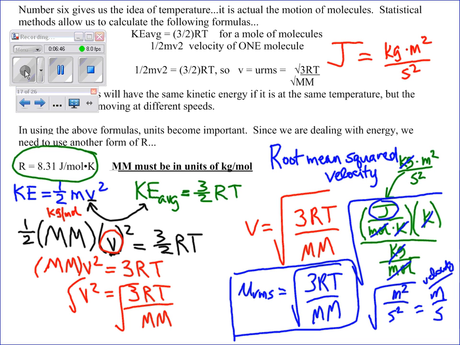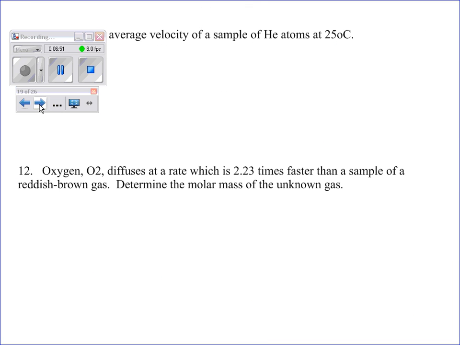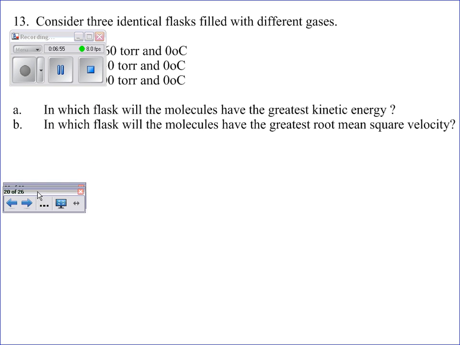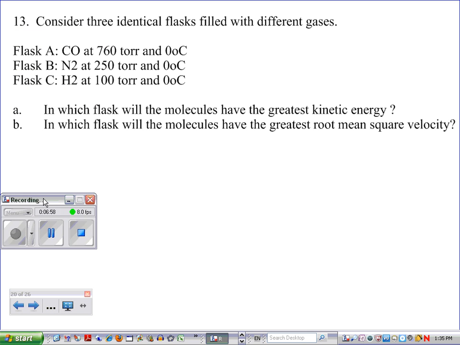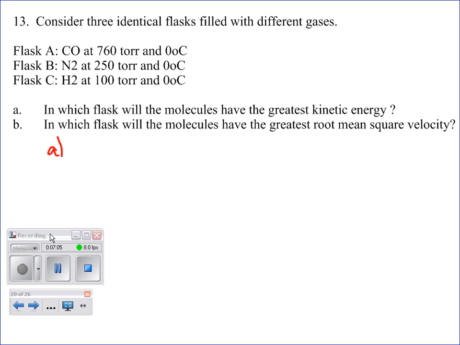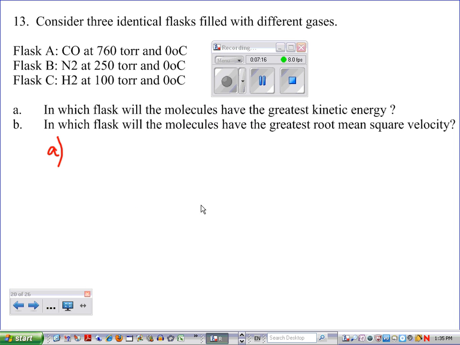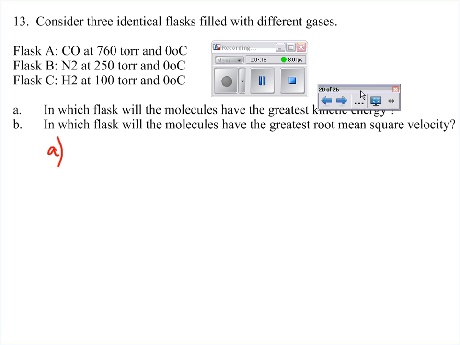So I want to jump a couple slides ahead before I do Graham's law and work one more slide, the very last problem, number 13, on this topic. And then I'll talk a little bit about the theory behind some of this. So letter A. Consider the three identical flasks filled with different gases. In which flask will the molecules have the greatest kinetic energy? And in which flask will have the greatest root mean squared velocity?